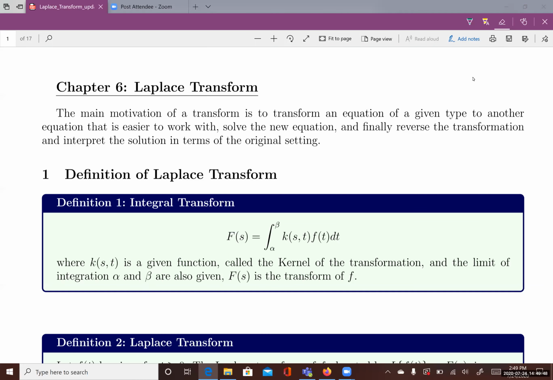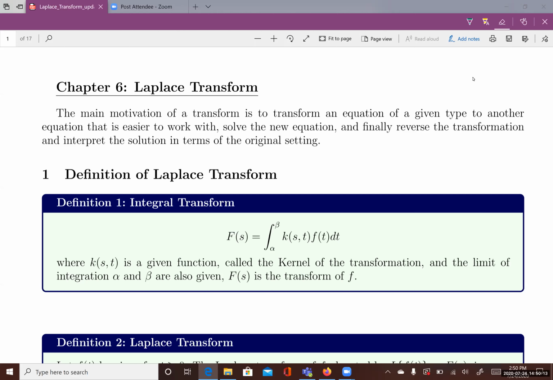This lecture introduces Laplace transform. We'll talk about the definitions of Laplace transform and how we can derive the Laplace transforms for some of the basic functions. So the main motivation of a transform is that you want to convert an equation of a given type to another equation that is easier to work with.